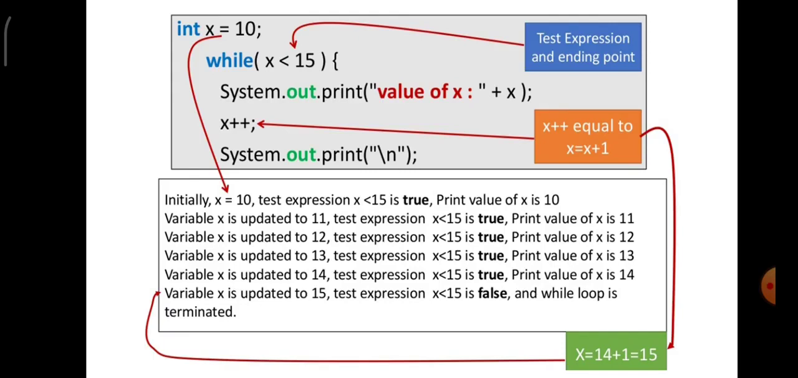Hope this is clear to you. X is 10. It looks out for the condition. Condition holds good. 10 is printed. x++ is nothing but 1 is added to 10. Now the number is 11. It prints the new line.